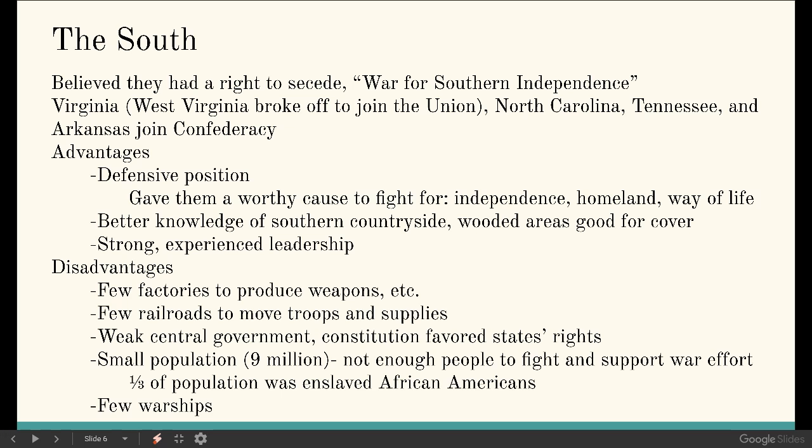And a lot of their railroads only went from like point A to point B. They weren't large networks of railroads either. So that's going to be a disadvantage for them.